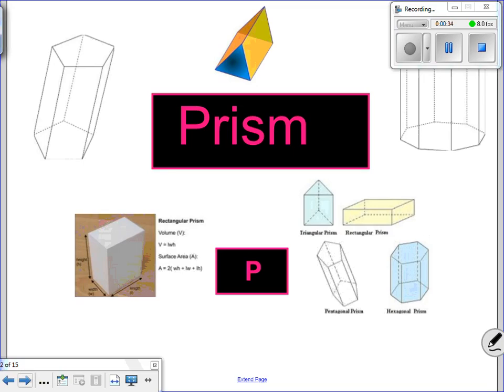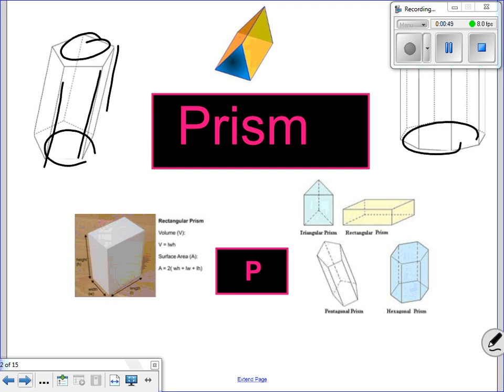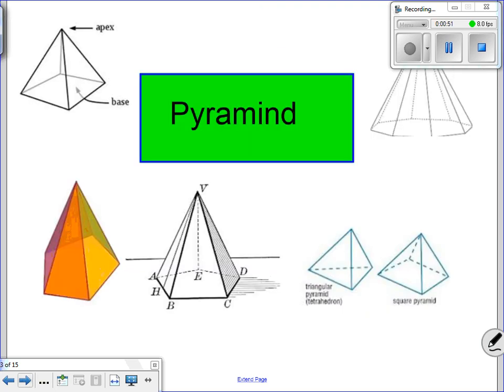A little refresher. Prisms, the characteristics of prisms. There's a bottom base and a top. They are identical to each other, okay? Also, they are connected with rectangles. Bottom and top are the same, connected with rectangles. Our pyramids have one base, they have an apex, and they have triangles that meet at the apex.